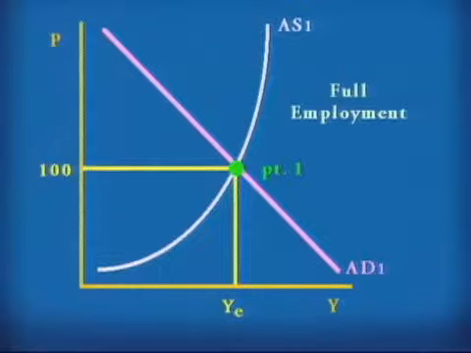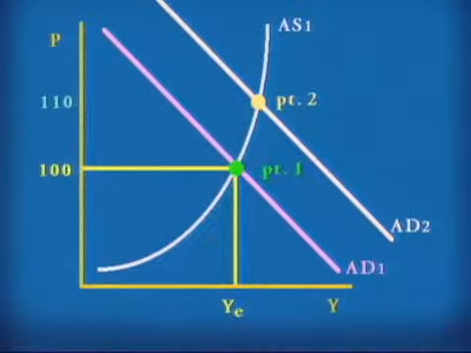This seems fine until you begin to think about it. Is this position stable? Or are there forces in the economy that may cause this position to change? Let's think about labor. Initially, at point 1, with a price level of 100, workers may have been receiving a nominal wage of $10 per hour. This would give them a real wage of $10 divided by 100 times 100, or $10 per hour.